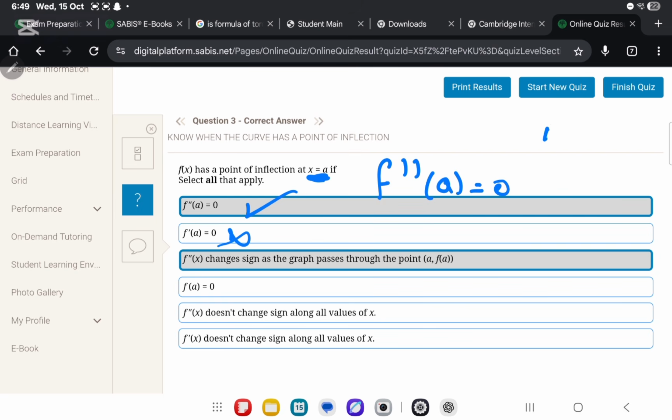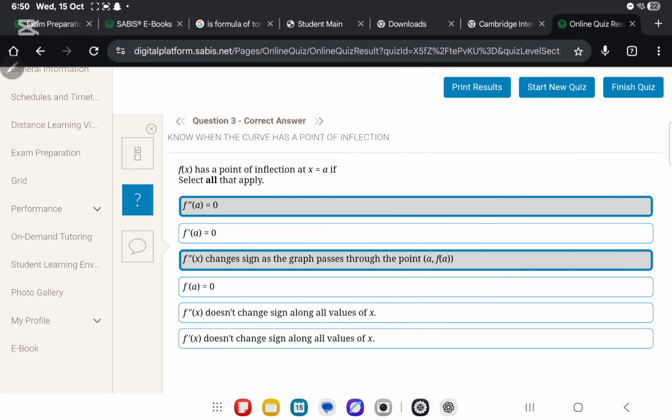And what is an inflection point? It's where the graph changes its sign or concavity. For example, here, this point here would be the inflection point. Why? Because before it was positive and after it was negative. So it changed sign at this point. That's what an inflection point is. So this is correct, when it passes through a, comma, f of a.